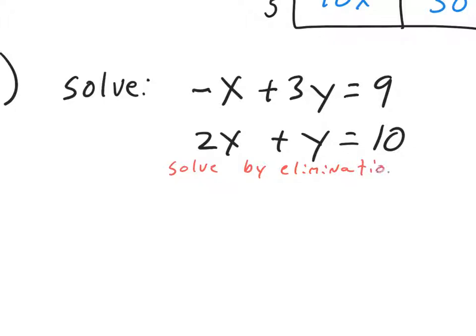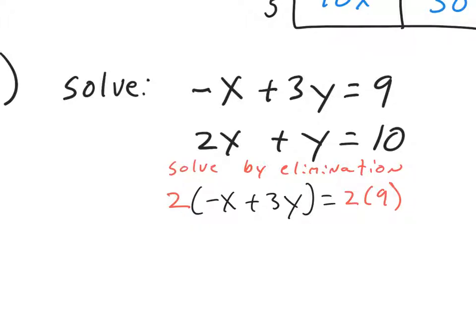So I want to try to make it so I can either add or subtract and get rid of one of the variables. And I think what I'm going to do is multiply the top by 2 and make that negative x into a negative 2x. So I'm going to do 2 times negative x plus 3y. And then remember, what you do on one side, you have to do on the other side, or it's not going to be equal anymore. So we've got to do 2 times 9 over here.